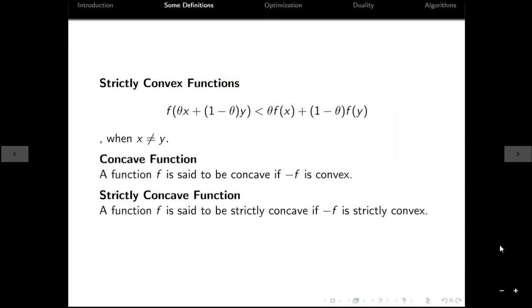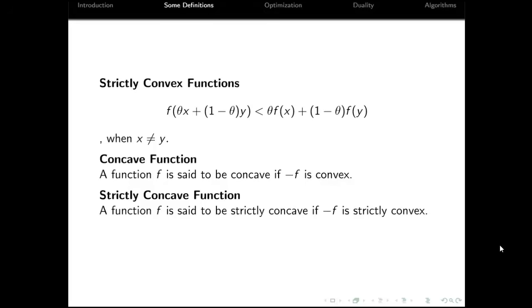Now let us define what a strictly convex function is. In strictly convex functions, the inequality becomes a strong inequality, that is f of theta x plus 1 minus theta y is strictly less than theta f of x plus 1 minus theta f of y.